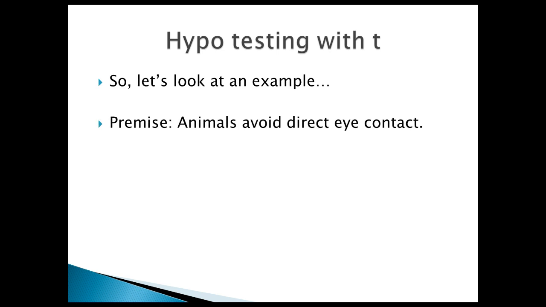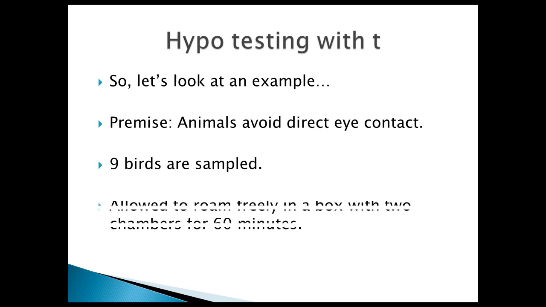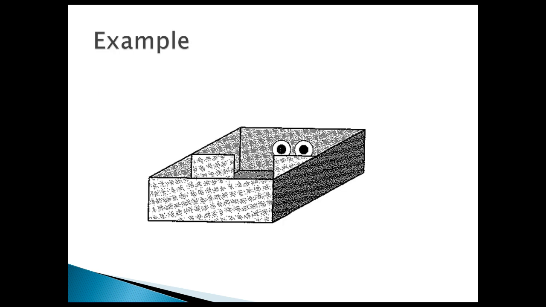Let's look at an example. First, the premise of this example is that animals avoid direct eye contact. And we have 9 birds that are sampled. They're allowed to roam freely in a box with 2 chambers for 60 minutes. And this is what the box looks like. One side of the box has googly eyes, and the other side of the box, which you can't see, doesn't have any googly eyes.